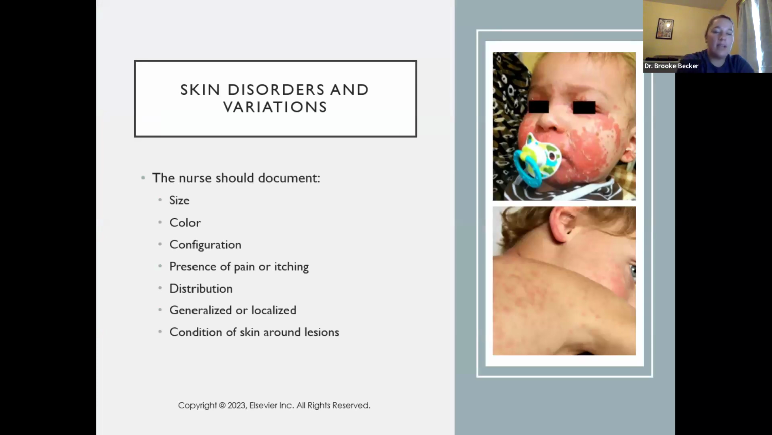So obviously what you should look at when you're looking at skin conditions is the size, the color, the configuration. So is it all in one small spot, or is it generalized all over? Is it itchy or is it painful? And then looking at the area around the skin lesions. Okay.